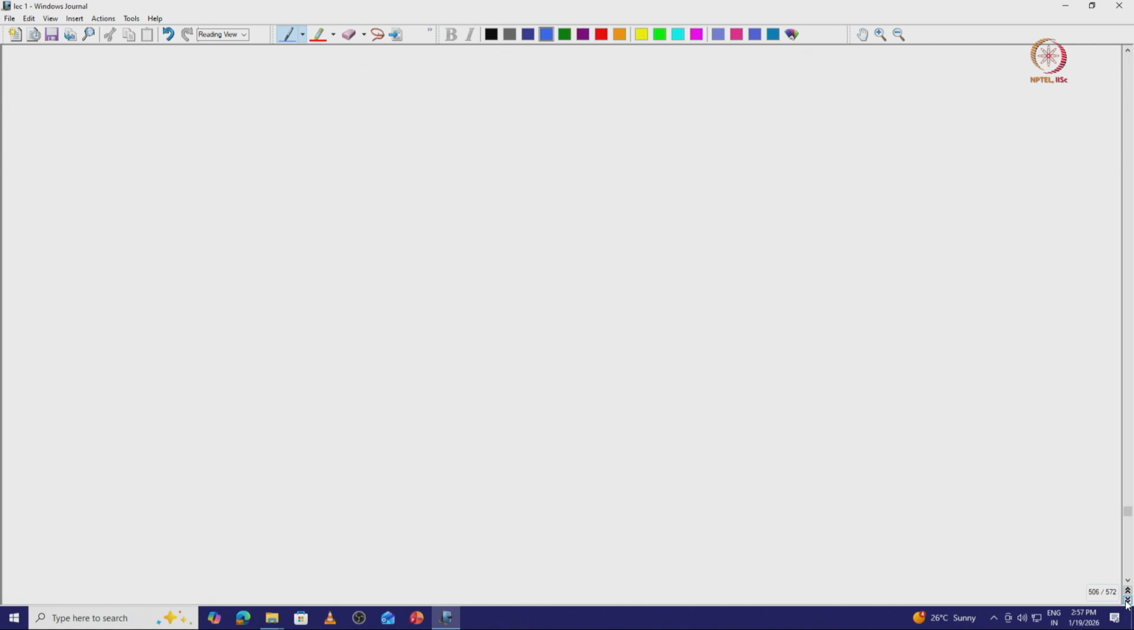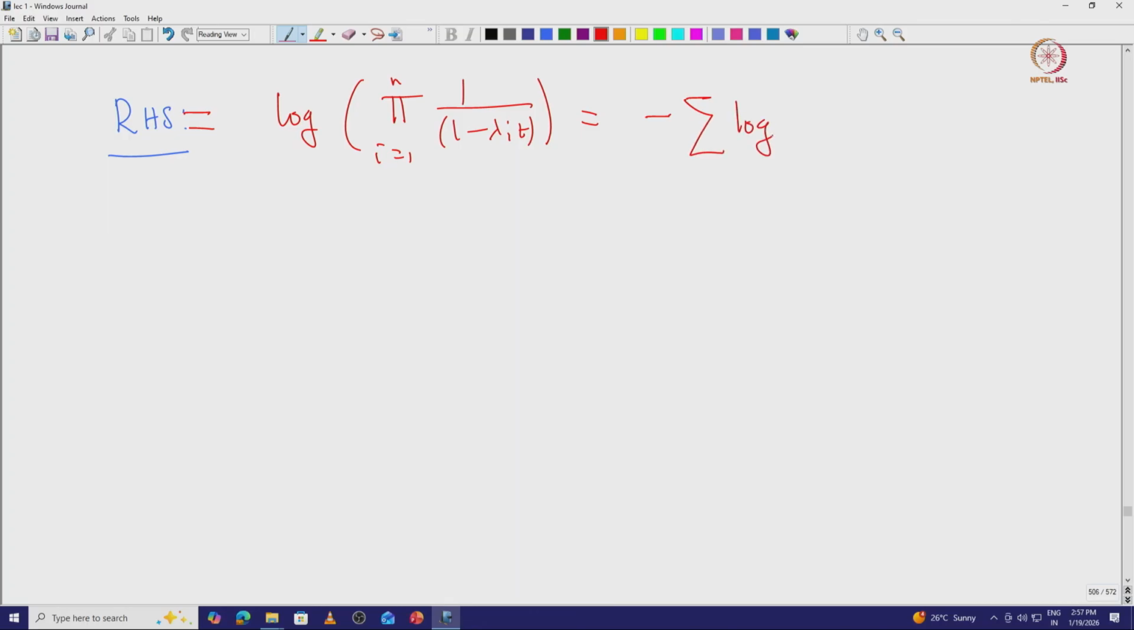Okay, so let us look at what happens to the right hand side. The right hand side is given to be the log of the product of 1 minus lambda_i t, i ranging from 1 to n. So the logarithm rule applies, and the product will become a summation. So this is going to be minus the summation of log of 1 minus lambda_i t, i ranging from 1 to n.